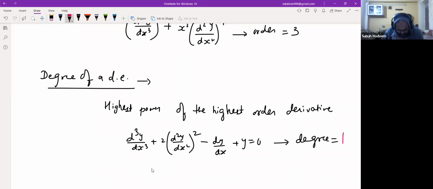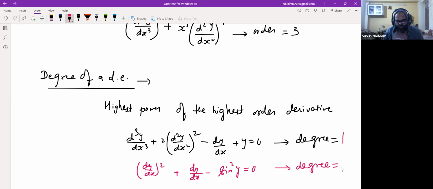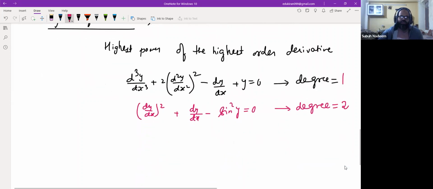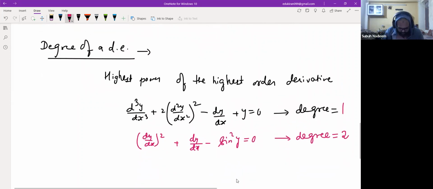Then we have another example, dy by dx whole square plus dy by dx minus sine square y is equal to 0. Here degree will be, can we say it is 2 or 1? So 2. The highest order derivative, there is only dy by dx, only one order derivative. Its highest power is 2.